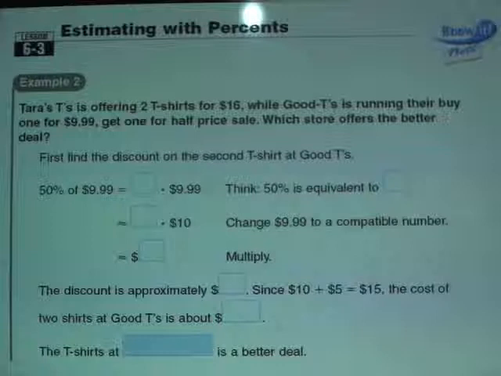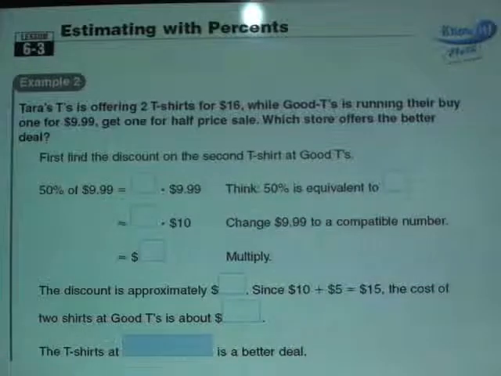All right, let's go ahead and take a look at number 2. Tara's Tees is offering 2 t-shirts for $16, while Good Tees is running their buy one for $9.99, get one for half price sale. Which store offers the better deal? So what we have to figure out here is what's the prices that we actually have going on here to be able to compare them. So at Good Tees, if we buy one shirt at $9.99, we get a second shirt for half price. So we need to figure out what that's going to be.